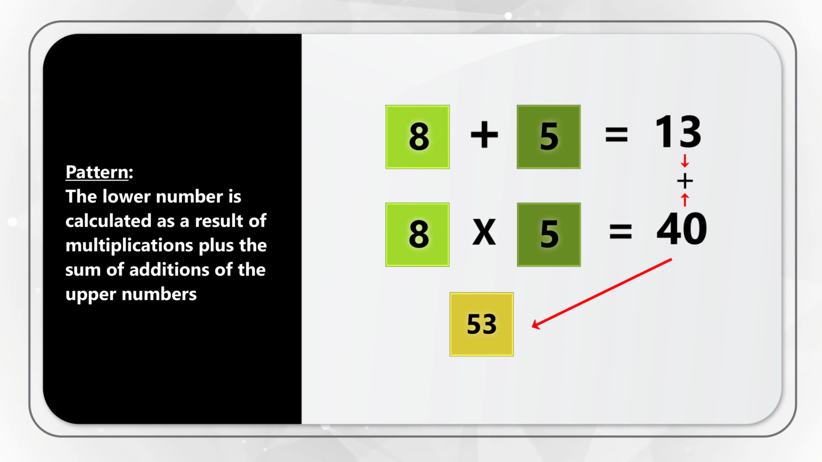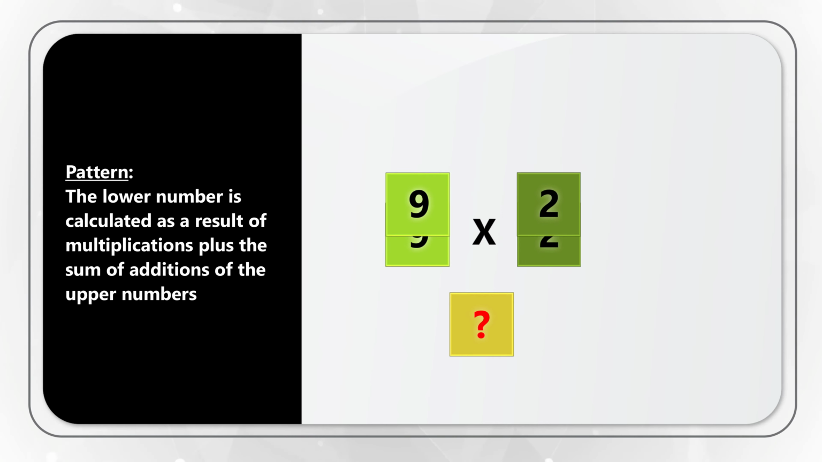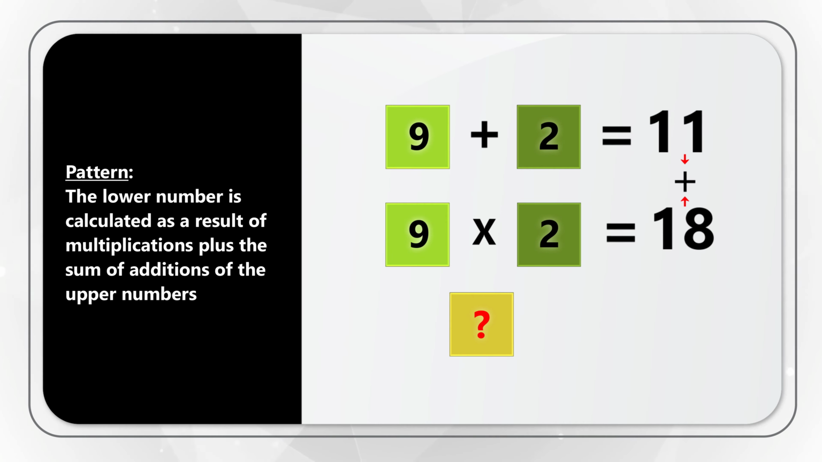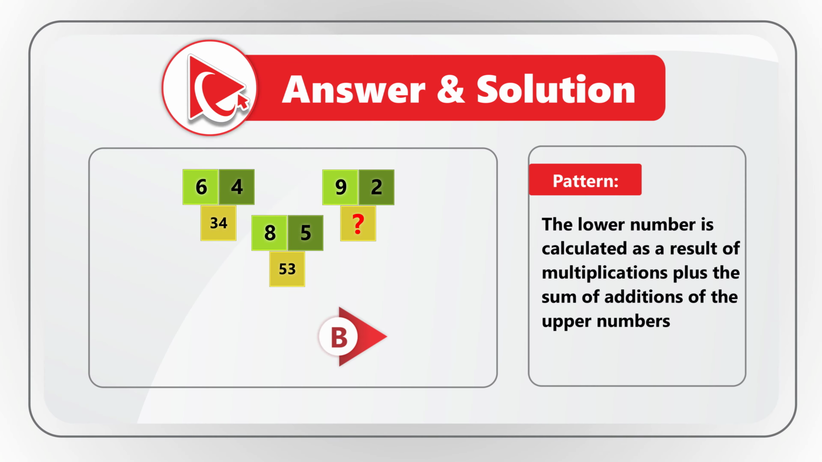This allows us to do the calculations on the final set and the missing number. 9 multiplied by 2 plus the sum of 9 and 2 equals 18 plus 11 and equals 29. So the correct answer here is choice B, 29.